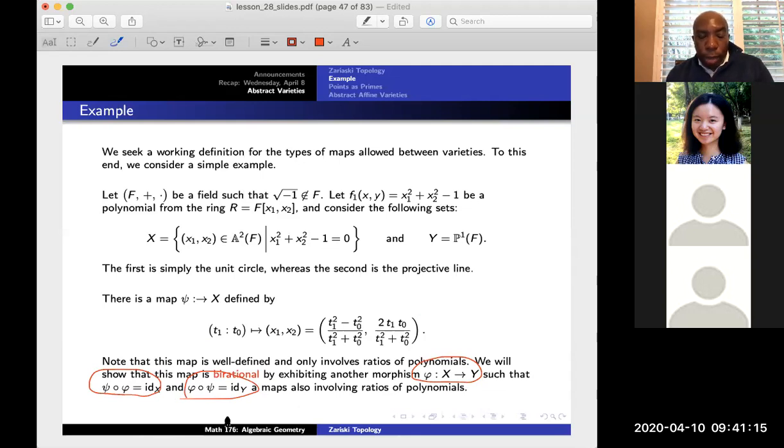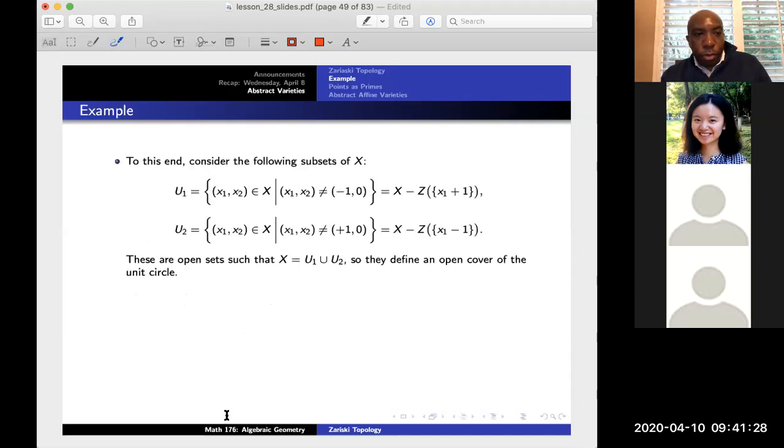So again, I want to try to find another map where the rough idea is that the composition here should look like the identity map. And so we're going to play around with open sets here to get an idea of what's happening. So let's consider these two open sets. Here, remember, we're just dealing with the circle. So what if I take away the south pole of the circle? I'm going to delete -1, 0, the point way on the very left of this circle.